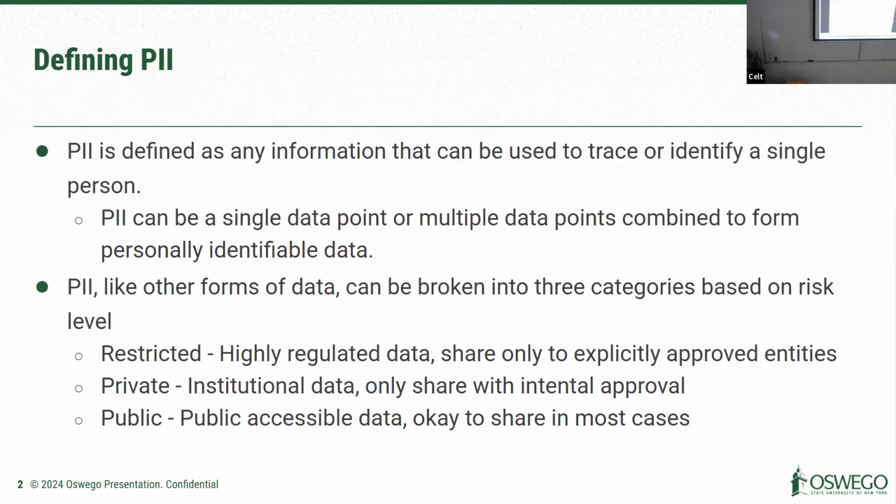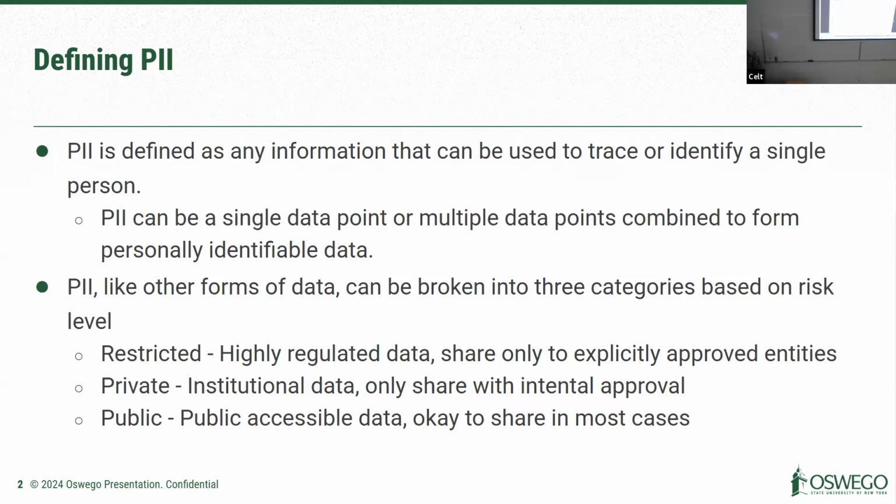So the first is restricted data. Restricted data is highly regulated data. So restricted data is something where there's a lot of federal or state regulation surrounding it. Its loss or accidental disclosure could cause severe financial, reputational, and legal harm to the university, and always requires a breach notification to the feds or the state level.